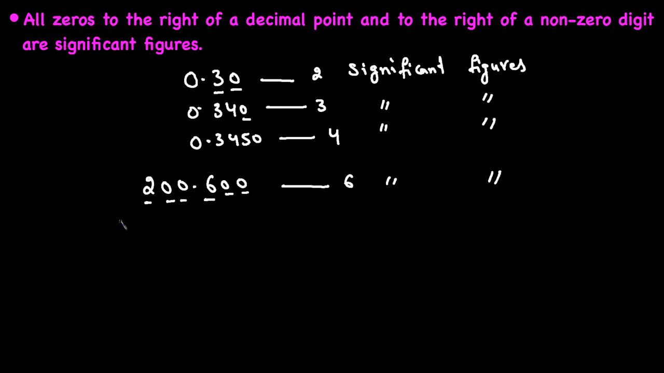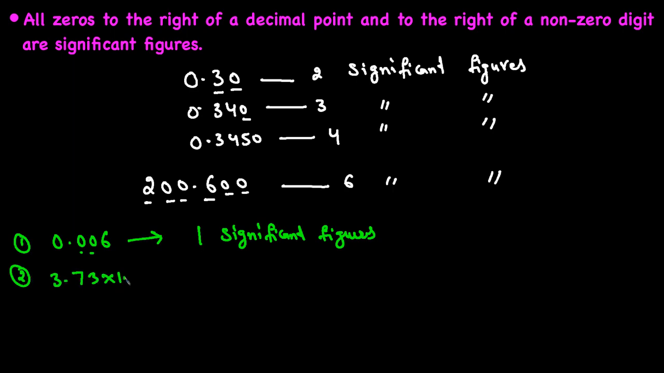All right, and let's do a couple more examples. Let me write one example over here. Let's say we have 0.006. How many significant figures? 1. That's right. You guys can go back to the rule. This is right of a decimal but left of a non-zero digit, so that's why we are not counting them. Let's go to number 2.